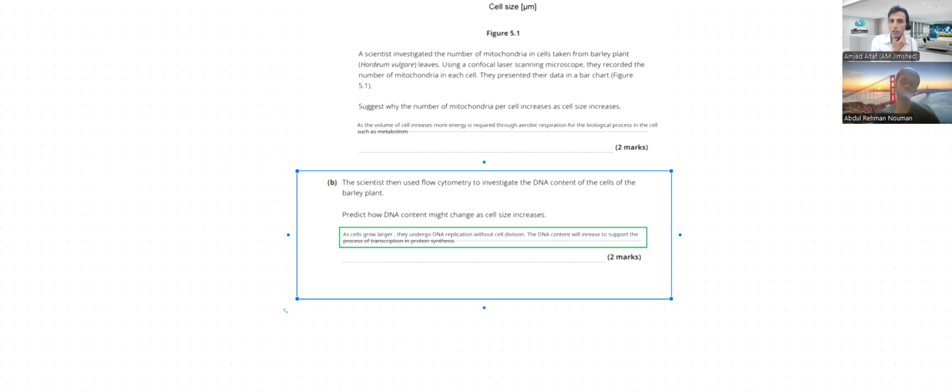So DNA content increases as cell size increases because larger cells undergo extra DNA replication to provide more copies of genes for protein synthesis, right? This is how you can answer this question. As cells grow larger, they undergo DNA replication without cell division. The DNA content will increase to support the process of transcription and protein synthesis. Yes, that's fine.